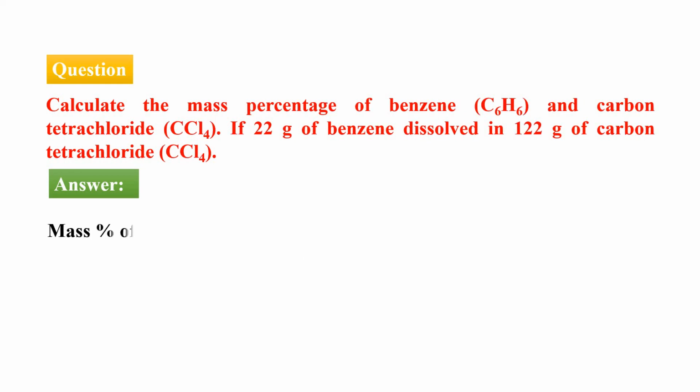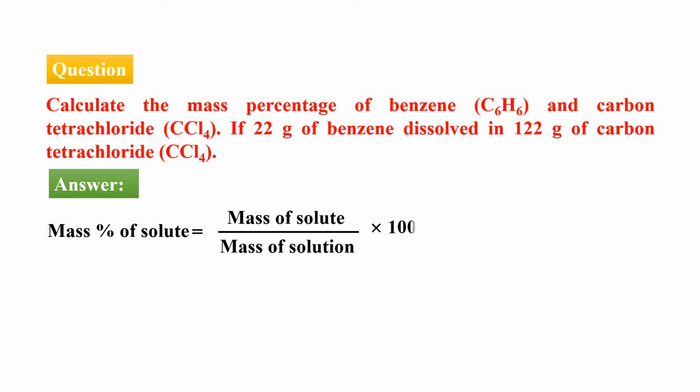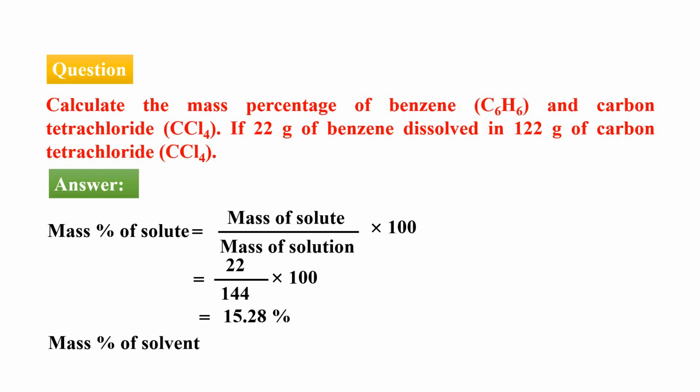So the mass percentage of solute is equal to mass of benzene divided by mass of solution. Mass of benzene is 22, divided by 144, into 100. So we are going to get 15.28, the mass percentage of solute. What about the mass percentage of solvent? Very simple. Again, mass of solvent divided by mass of solution into 100.